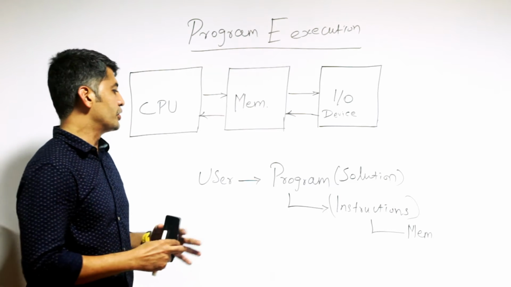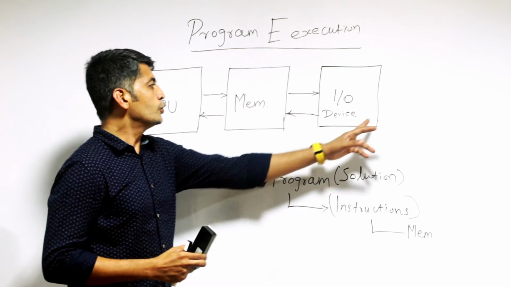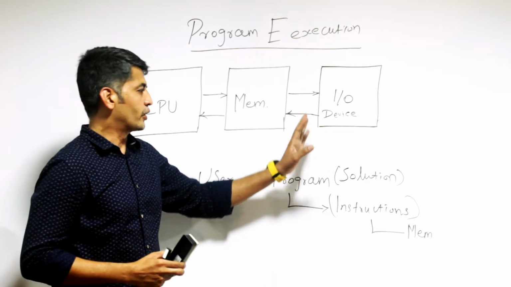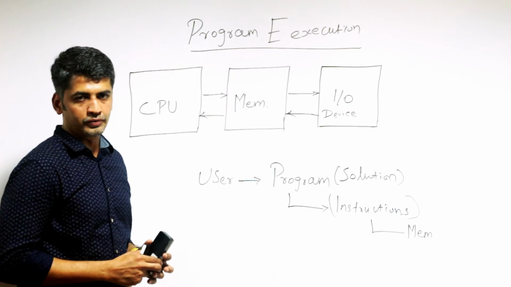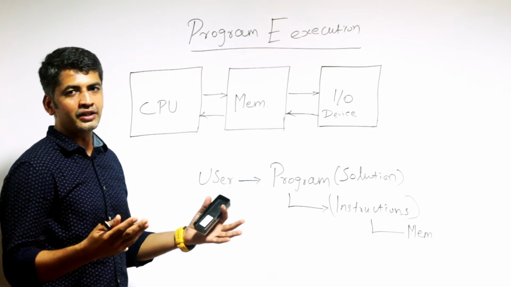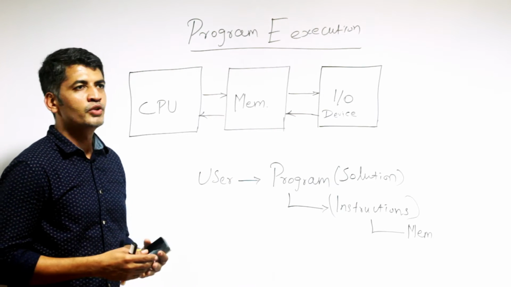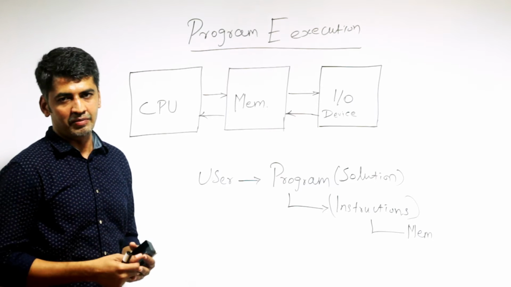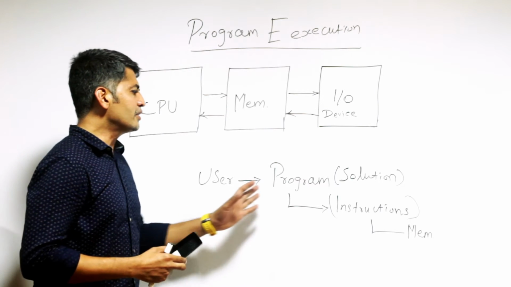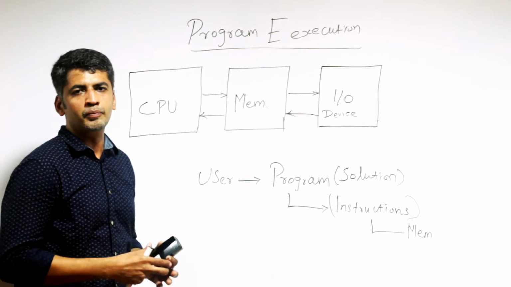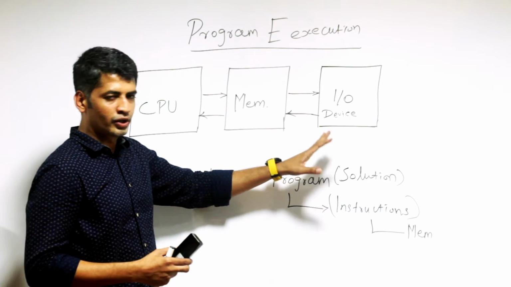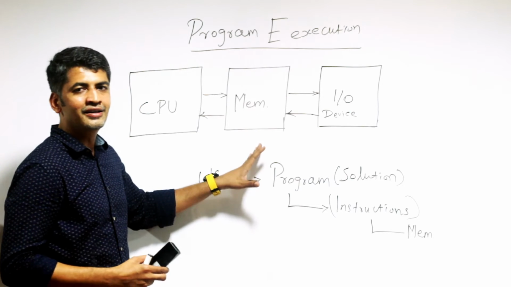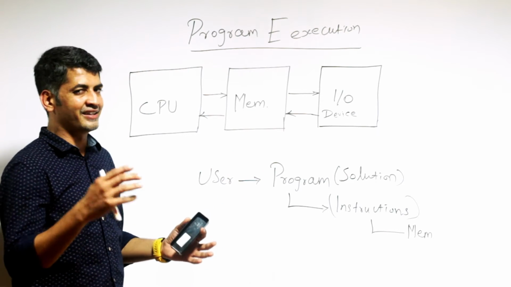Initially, the user gives the program through the I/O devices. Now where will the program be stored? Memory can be divided into two: the primary memory and the secondary memory. Whenever the user gives the program to the system, it comes in through the I/O device and then it is stored in the memory, specifically in the secondary memory.